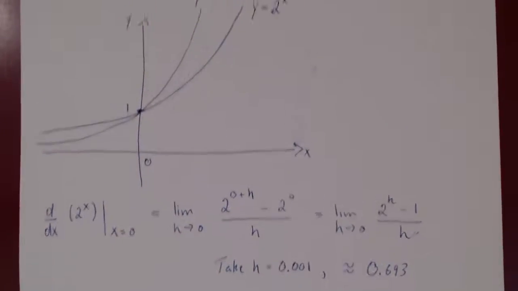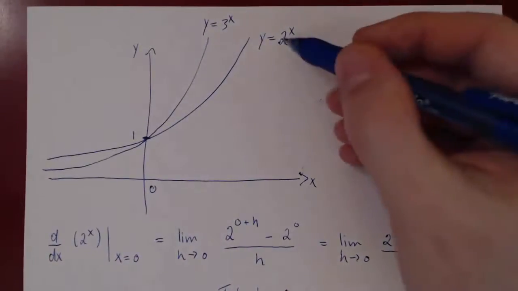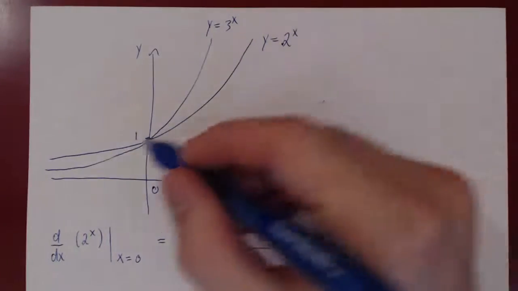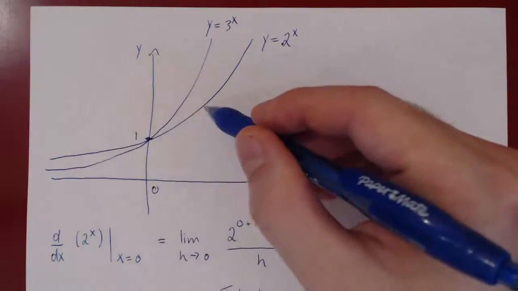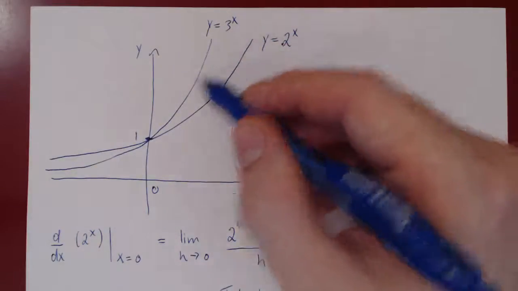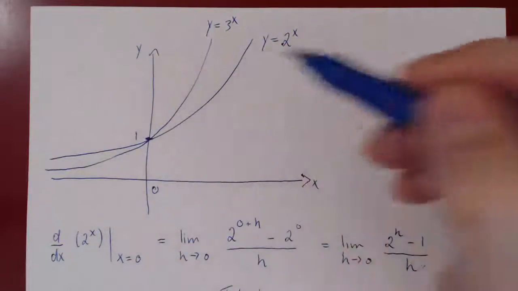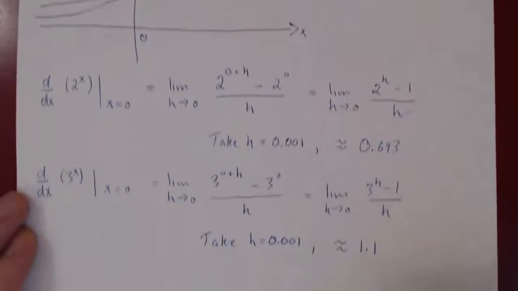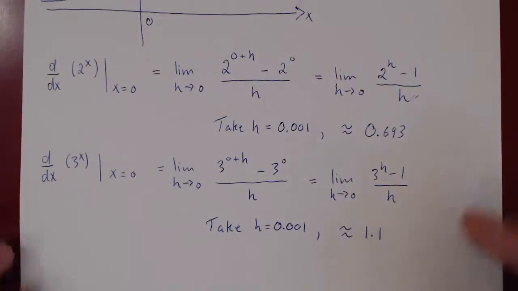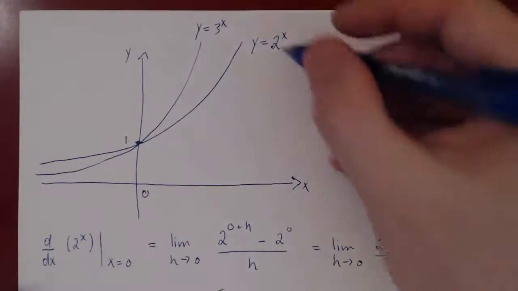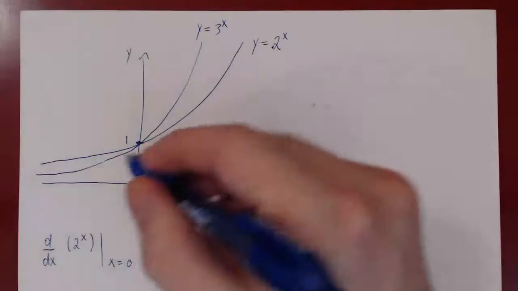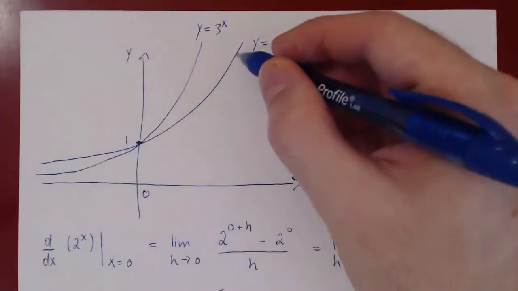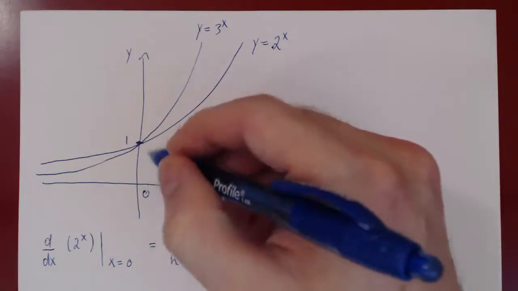If you go back to the graph, as you increase the base 2, the slope at 0 would increase as well. And as you reach 3, the slope has reached a number that is approximately 1.1. So as you slowly increase the base, you can think of 2, 2.1, 2.2, the graph will become a little steeper and steeper at x equals 0.